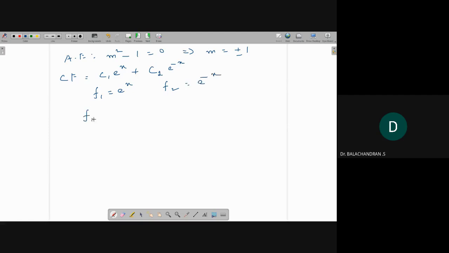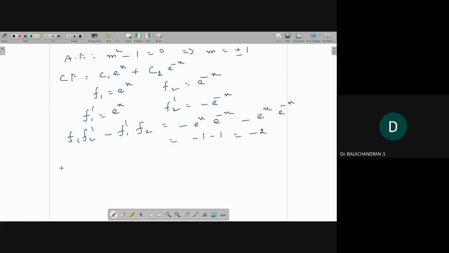f1 dash is equal to e power x, f2 dash is minus e power minus x. Okay. So now I need to find f1 into f2 dash minus f1 dash into f2. So minus e power x into e power minus x, minus e power x into e power minus x. So this is equal to minus 1 minus 1, equal to minus 2.